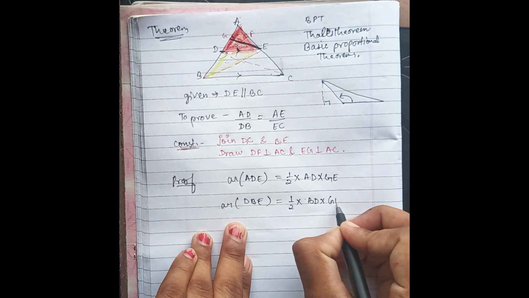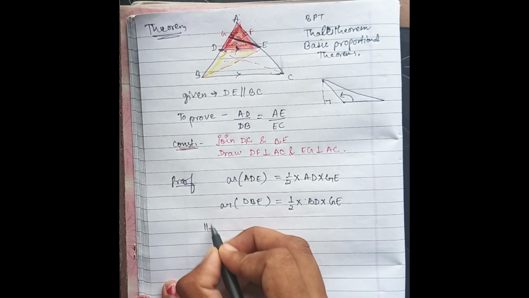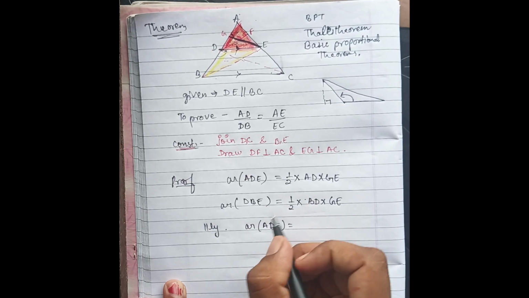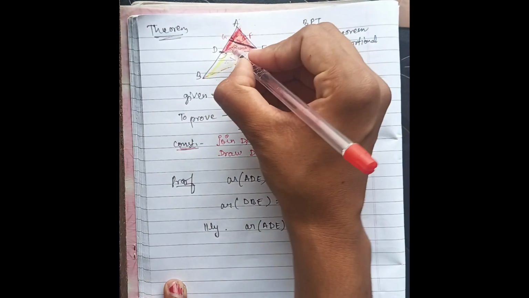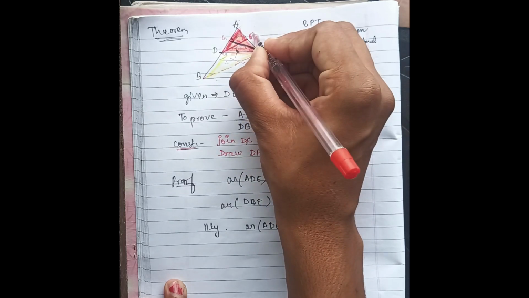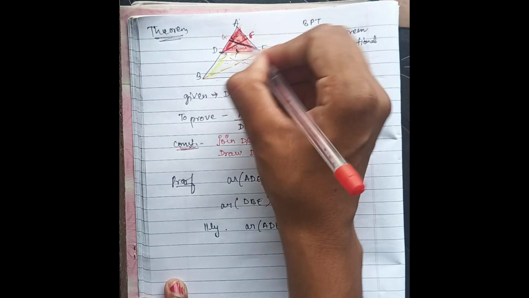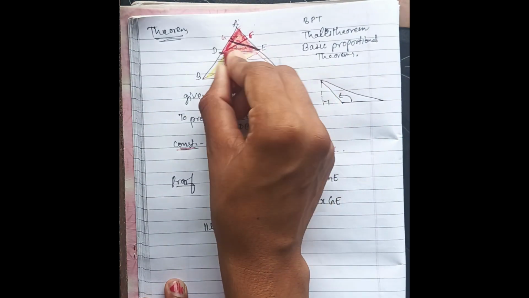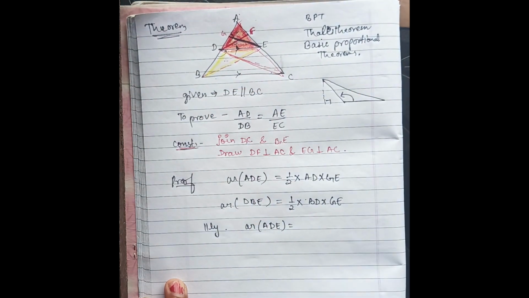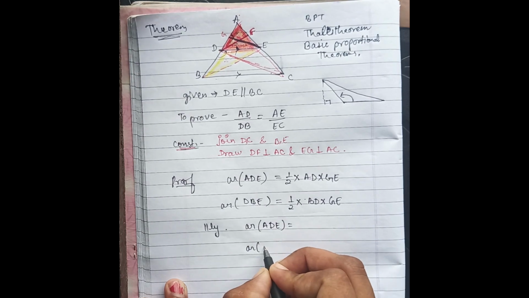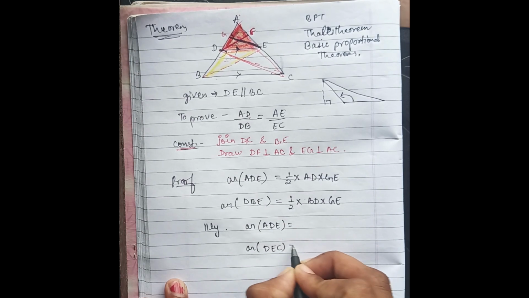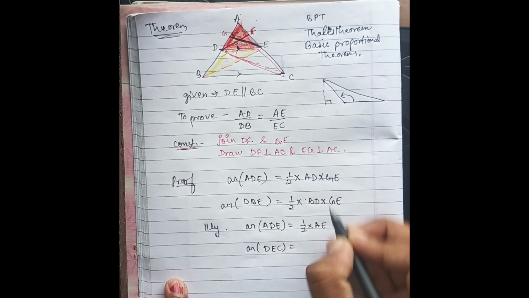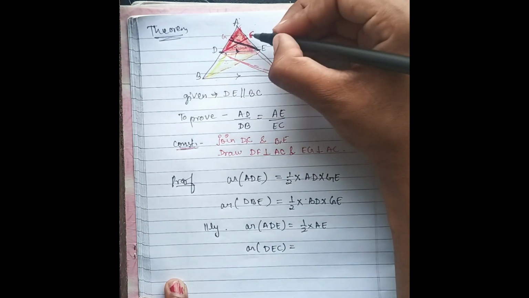height, that is GE. Okay, similarly, if we find the area of triangle ADE again, why are we finding again? Because we have constructed two heights. Now we will be using DF. Okay, so again the two triangles we will be considering, and the other triangle is going to be this. Okay, that is area of triangle DEC.